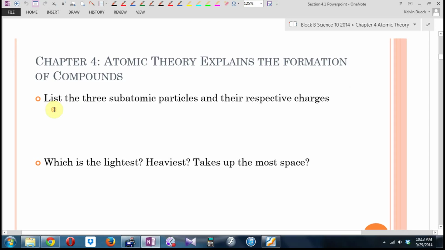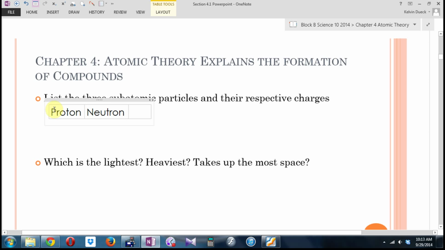I'm going to write proton, neutron, electron, and what's the charge on a proton? Positive. What's the charge on a neutron? Neutral. I'll put a 0 there, or you can write neutral. And the charge on an electron? Negative. That there explains almost everything in the universe.